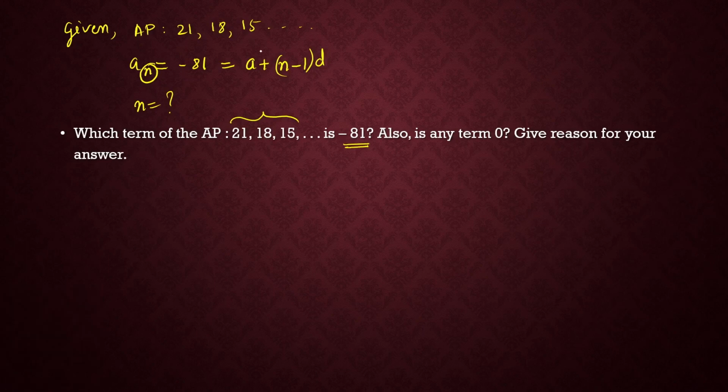So what is the value of a here? The value of a is equal to 21. n value I don't know. And d value, yes, I can find it out. That is nothing but 18 minus 21. That's equal to minus 3.